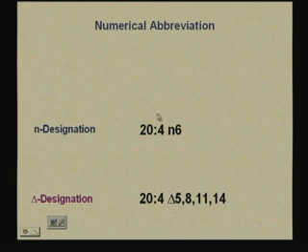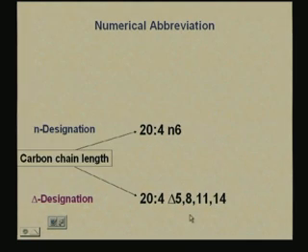This is a fatty acid in the N designation, and what I have below here is a fatty acid in the delta designation. Now, from this nomenclature, you should be able to write the fatty acid. So, we have to know what each of these numbers mean. The first number that you have here is the carbon chain length. So, it tells you how many carbon atoms you have.